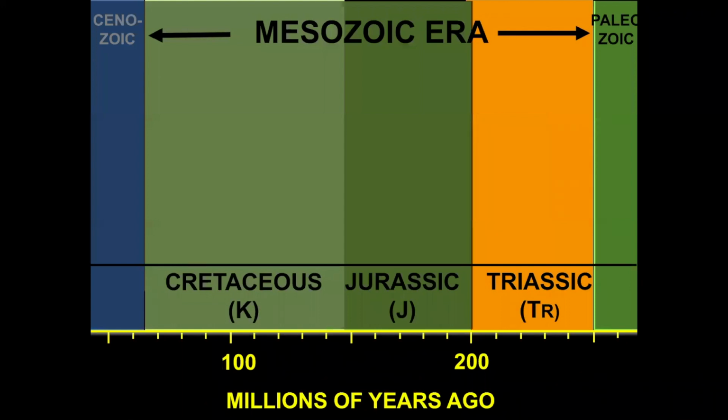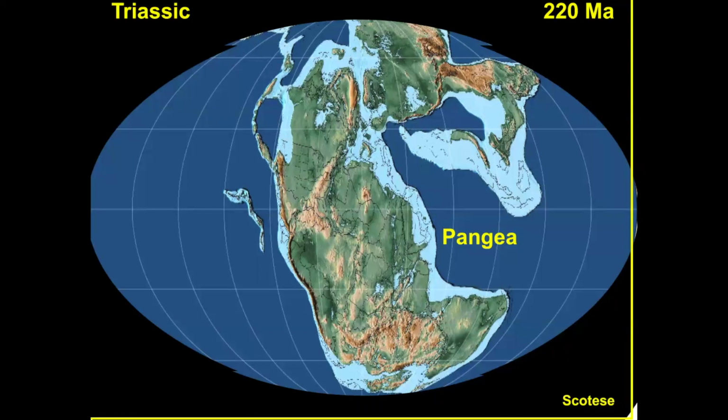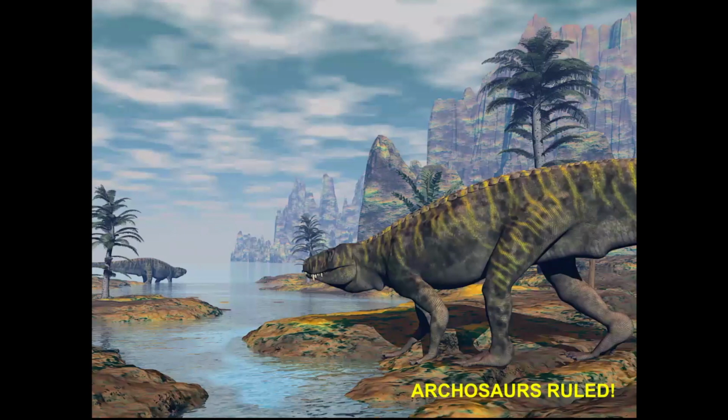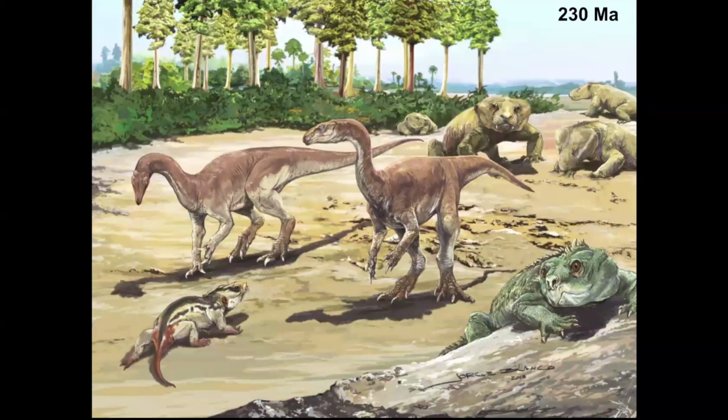The Triassic, that begins it, the Earth was starting to form a new supercontinent, Pangaea, and it was probably pretty warm over much of this time. The forests were covered by conifers, pine-like trees, ginkgos, and the animals that ruled were large lizards called archosaurs. And it was during this time that the first dinosaurs appeared around 230 million years ago.